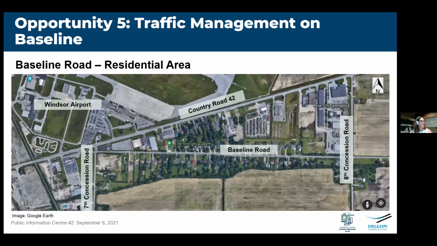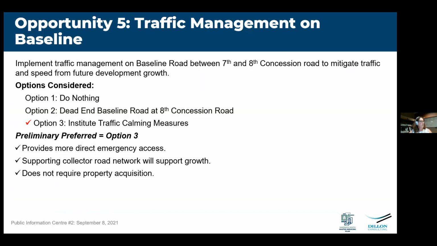So the final transportation component is the baseline road opportunity. The section of baseline road between 7th concession and 8th concession road is currently residential. And we looked at options on how to manage the traffic in that area. These include doing nothing, option 1, option 2, putting a dead end on baseline road at 8th concession road, and option 3, instituting traffic calming measures. So option 3, which is providing traffic calming measures, was determined as the preliminary preferred, as it provides a more direct emergency access, supports collector road network growth, and does not require property acquisition.